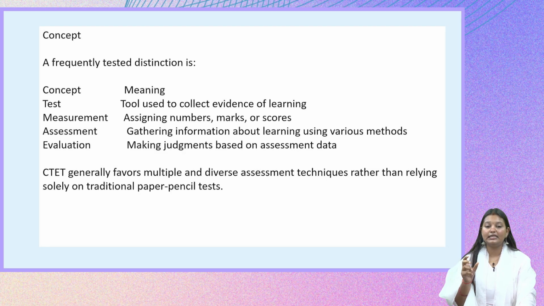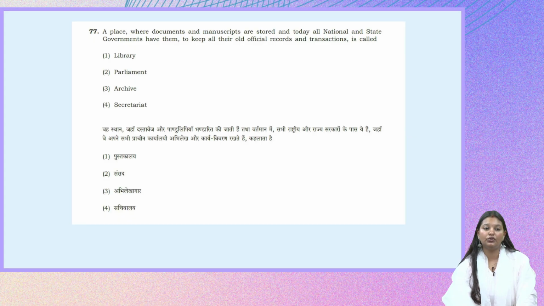Measurement means assigning numbers, marks or scores to what the children have learned. And assessment is gathering information about learning using various methods. And evaluation is when you are making a judgment based on the data that you have collected based on the assessment of the learners. So these are some of the important concepts and their meanings that you need to remember.